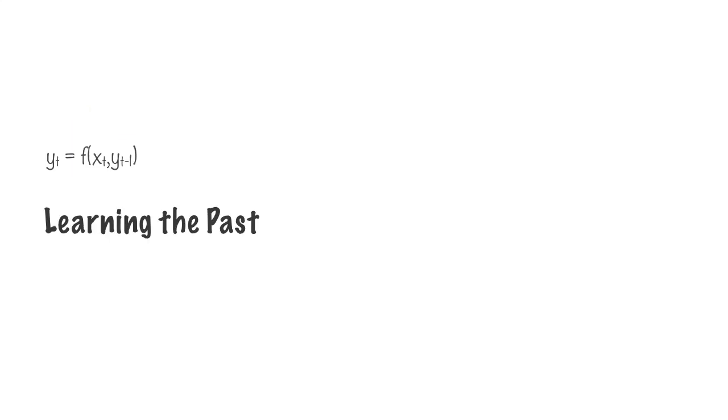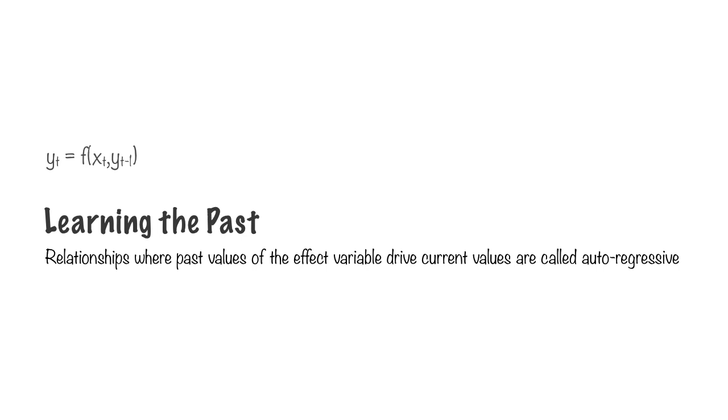You can think of all of these problems that I just described as basically a function which depends on past data to get new values. These functions learn the past. Now, these relationships where past values of the effect variable drive current values are called autoregressive functions. Notice in the current formula here that the past value of y of t minus 1 at the previous instant affects the current value of y of t.